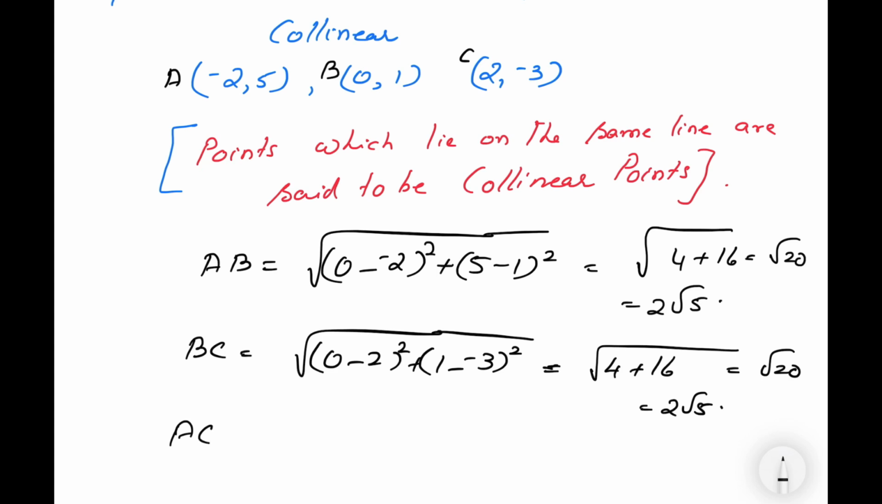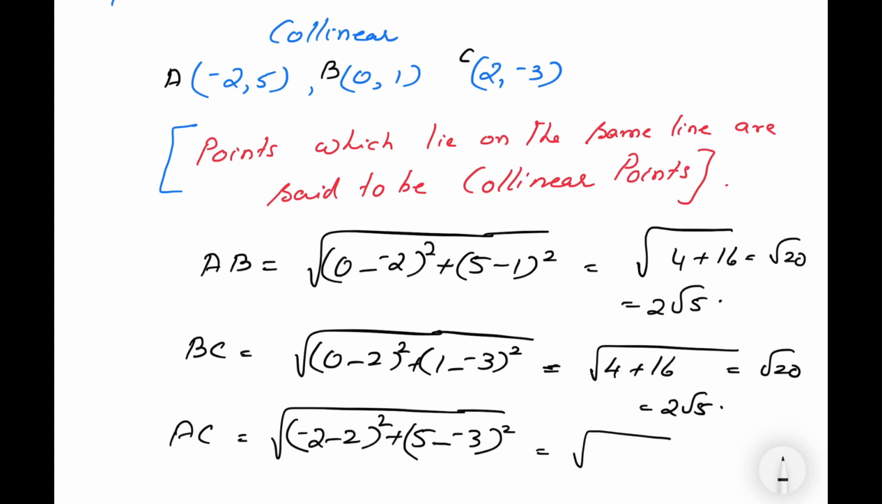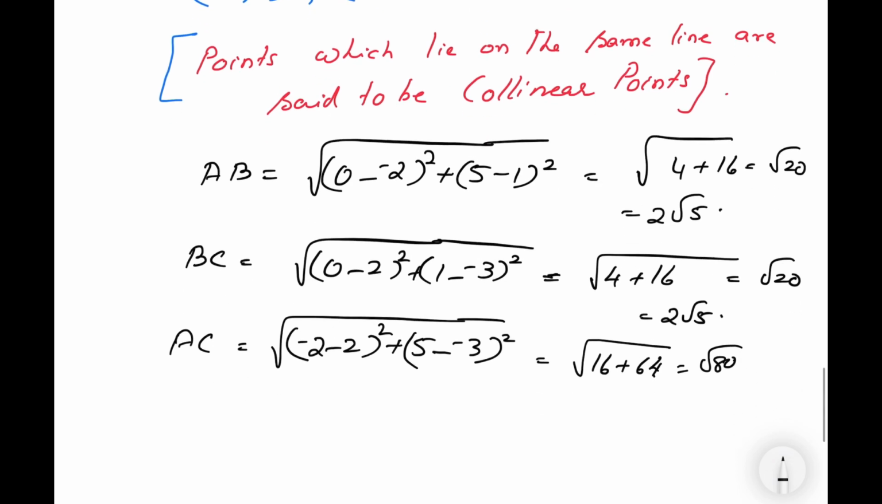Now I will find AC, root of (minus 2) the whole squared plus (5 minus minus 3) the whole squared, equal to root of 16, 4 squared is 16, 8 squared is 64, root 80. Root 80 can be written as root 16 into 5, which is 4 root 5.